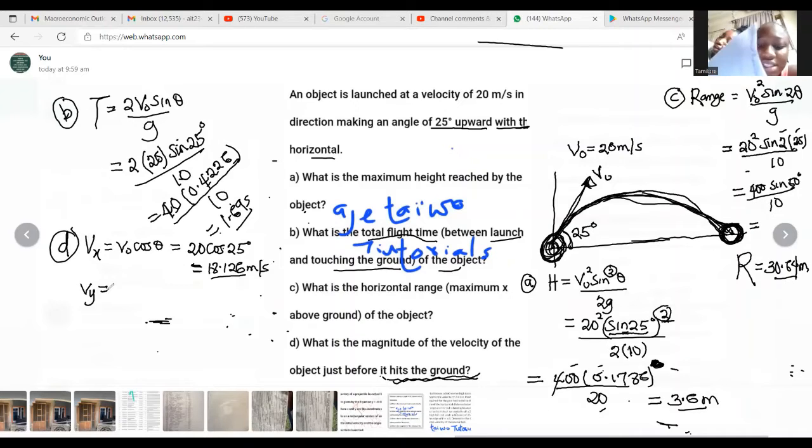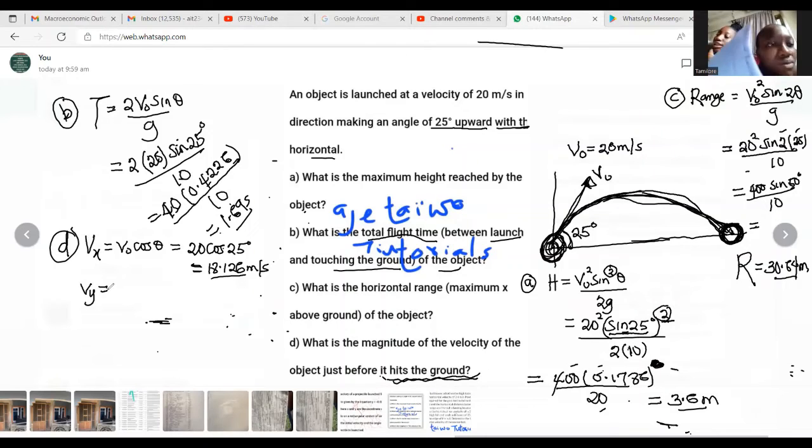V naught sine theta. No, for Vy. Vx is V naught cos theta, irrespective of time. What's Vy? I can't hear you clearly, your voice is breaking. What is Vy?